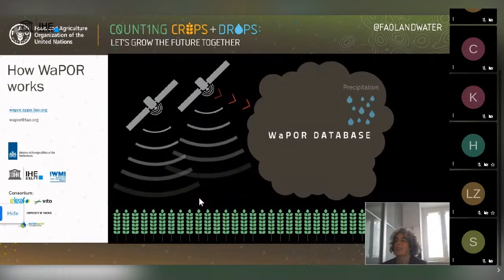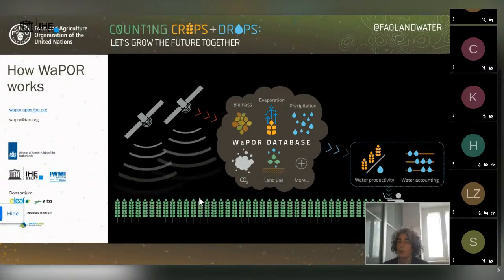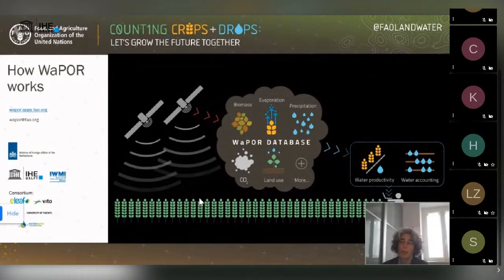In short, we take data from remote sensing and translate it into key water and agriculture variables like biomass, evaporation, and land use, and so on. And then that is packaged, let's say, into water productivity and water accounting indicators. We don't do that alone, of course. There's a big group of people behind that. This is all done thanks to the support of the government of the Netherlands, but in collaboration with key international partners like IHE Delft, IWMI, and a consortium of public and private entities that are behind the data production.